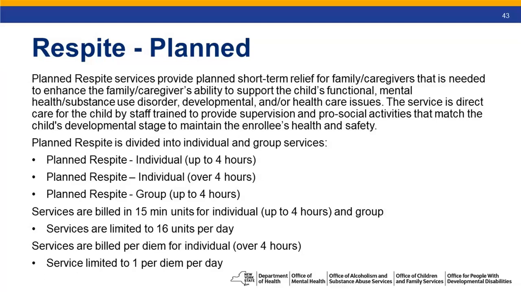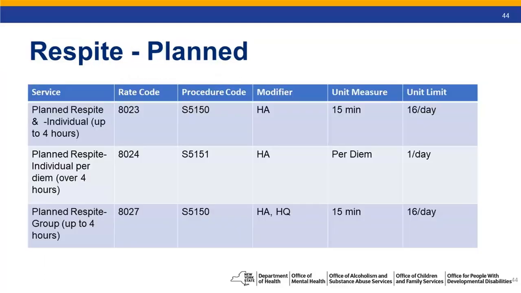The services are billed in 15-minute units for individual, again, for up to 4 hours, and groups. When we talk about the individual services that are over 4 hours, those are billed per diem, per day, and so we need to highlight that. And coming back to the individual services, there is a limit of 16 units per day, and we'll review this again in our next slide.